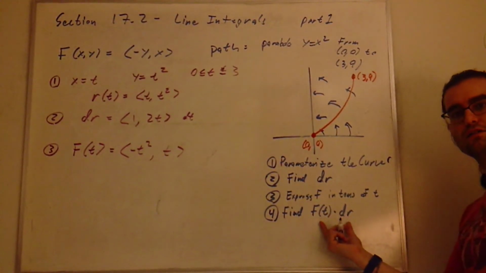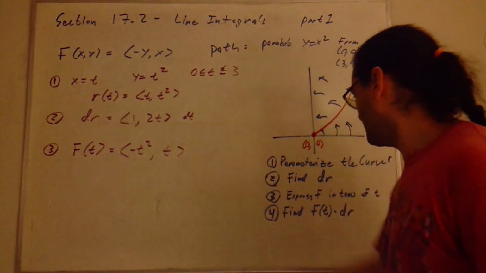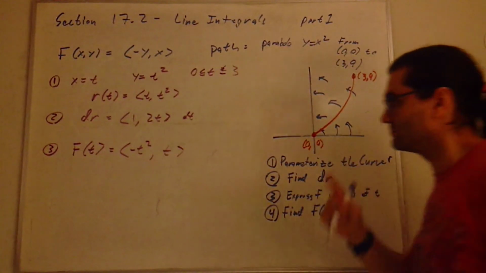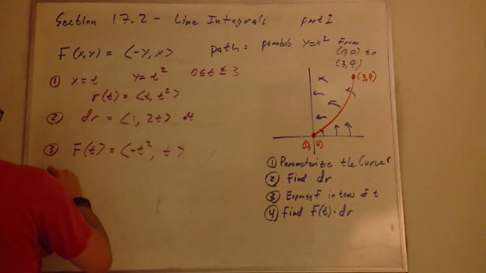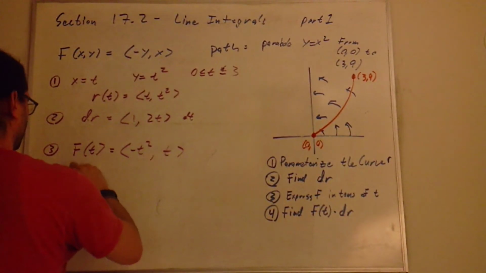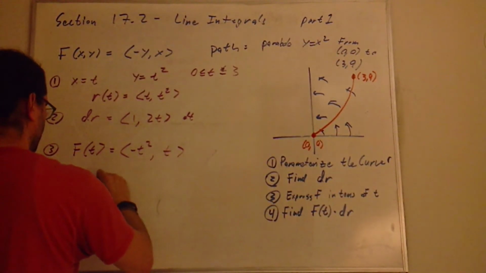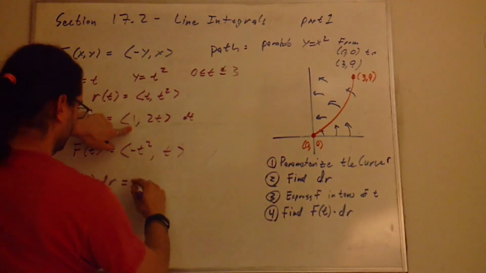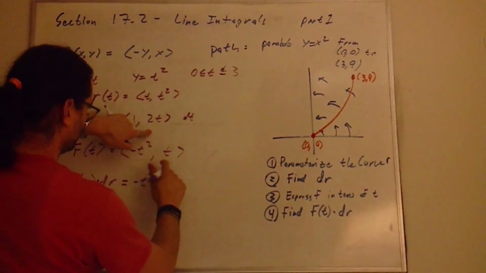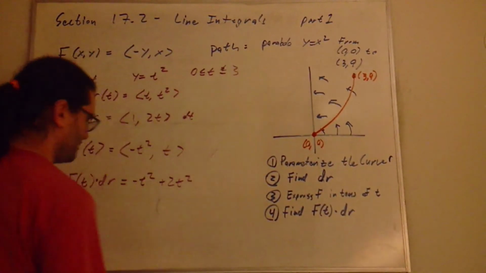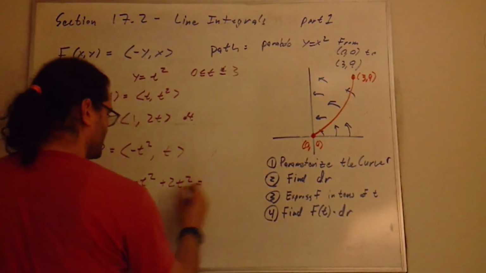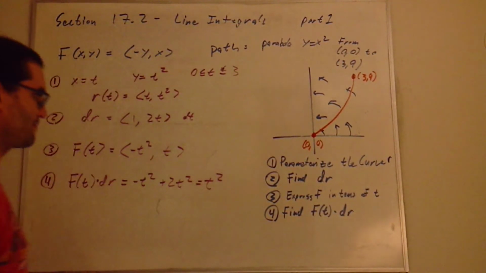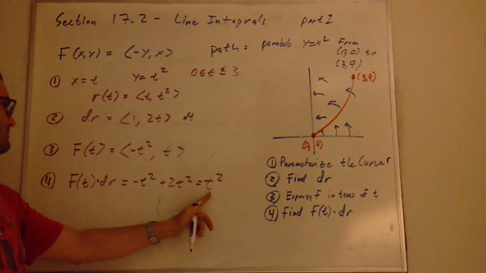This is the dot product of your vector field expressed in terms of t and your tiny little chunks of the path. So for us, that's going to look like f of t dot dr. The dot product is you multiply corresponding pieces, so negative t squared, you add them together, plus 2t squared. We can simplify this a little bit. This dot product is just going to be negative t squared plus 2t squared, which is t squared. This is the dot product between these two things.